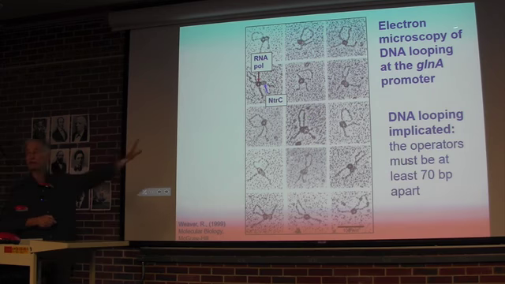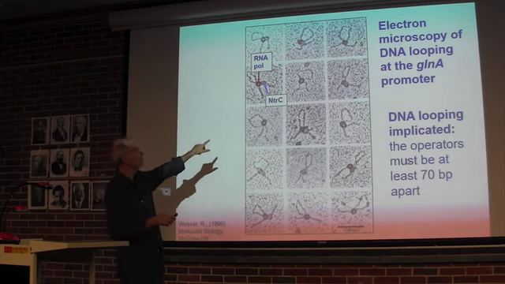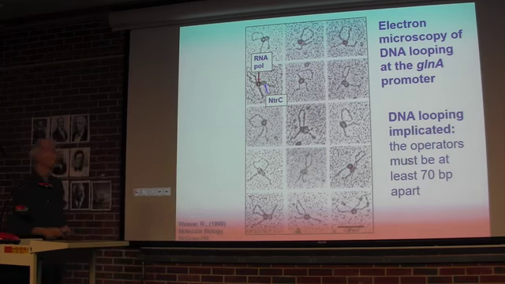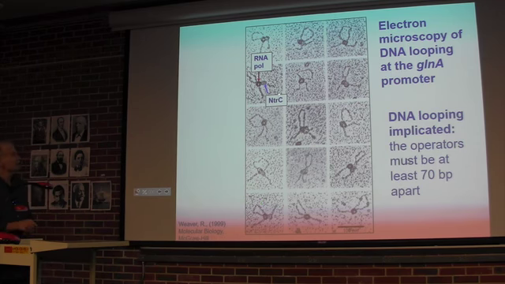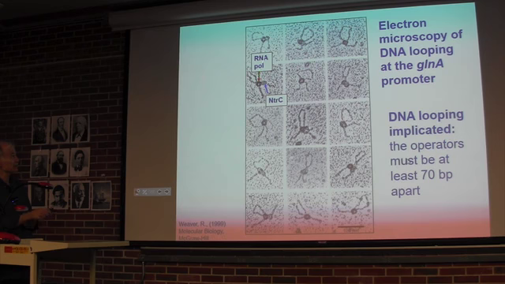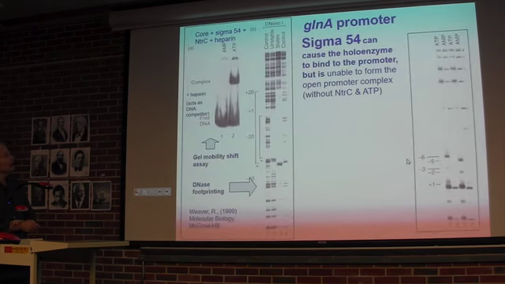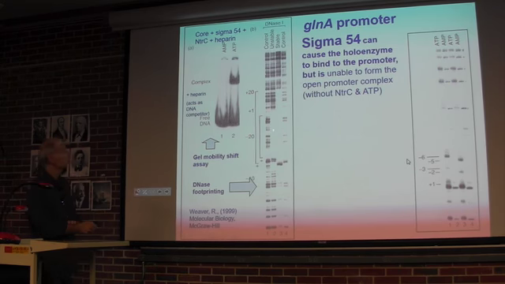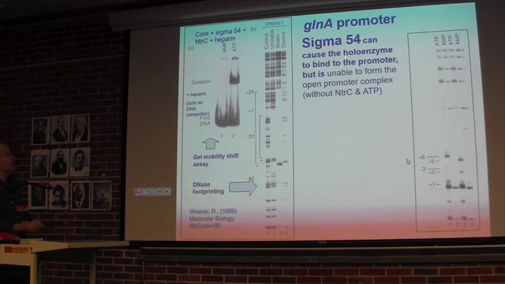Okay, this is an actual picture of the looping. So we know looping can occur in the configuration, so the NTRC can actually, at least in vitro, form a stable interaction with the polymerase. And of course the polymerase here is holoenzyme, it has sigma 54. And this is an actual footprint, just showing where the sigma 54 is binding. That's why we know there are these two promoters, a dual promoter.